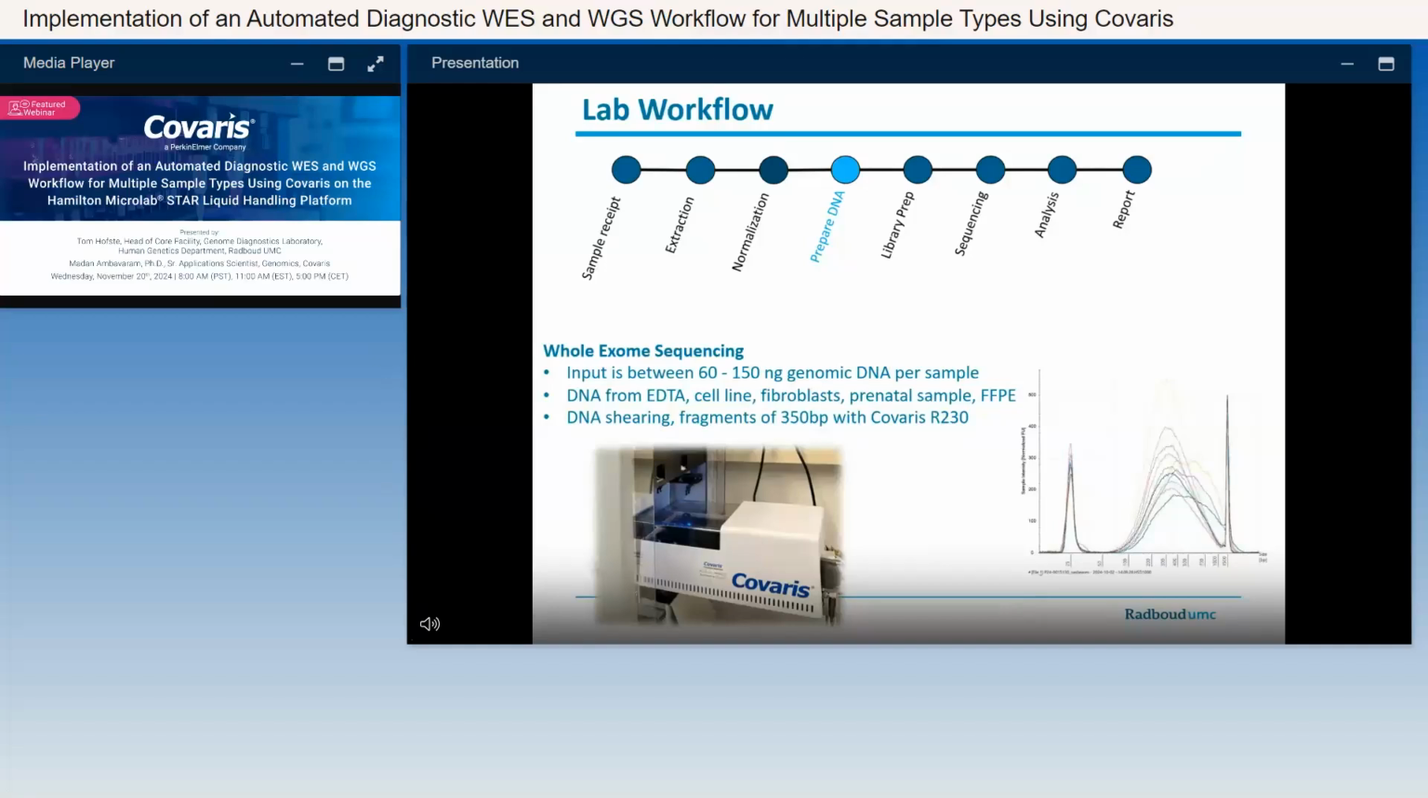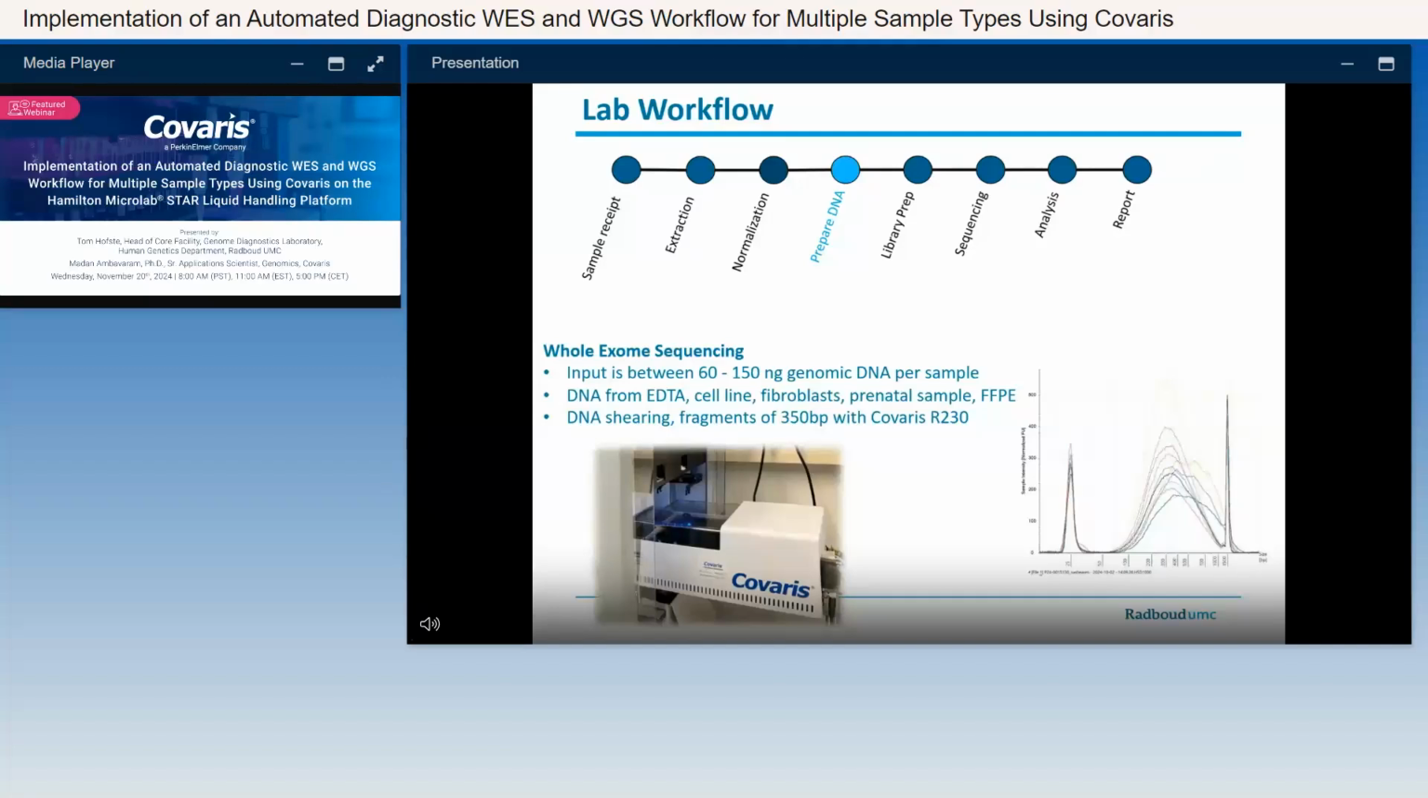When we start with the whole exome sequencing, we start first with preparation of the DNA, and our preparation of DNA is shearing of the DNA. The input is 60 to 150 nanograms of genomic DNA per sample, and that DNA can come from EDTA, cell line, fibroblast, prenatal samples, or even FFPE.